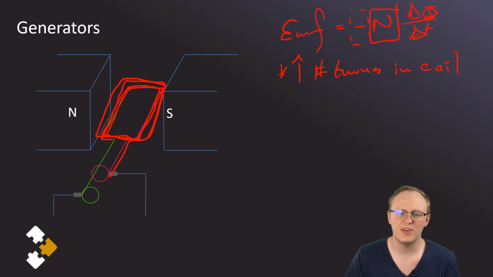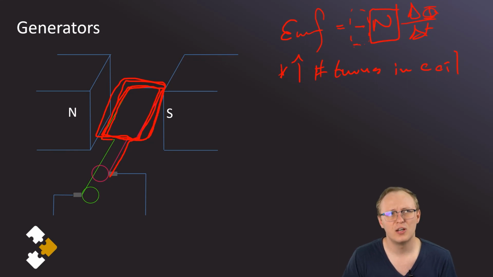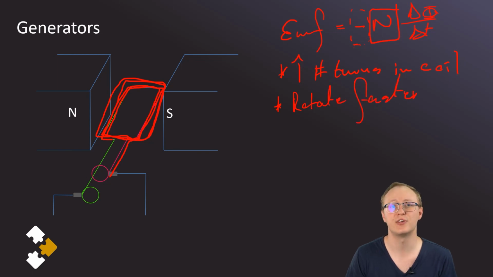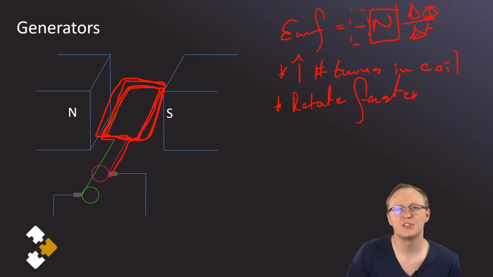Okay, so then the other thing there is the rate of change of flux, right? Now, a rate of change is how quickly something happens. So if you do it faster, then the rate of change is going to increase, right? So what does that mean? Well, it means that if we rotate faster, we are going to increase the EMF because we'll be increasing the rate of change.